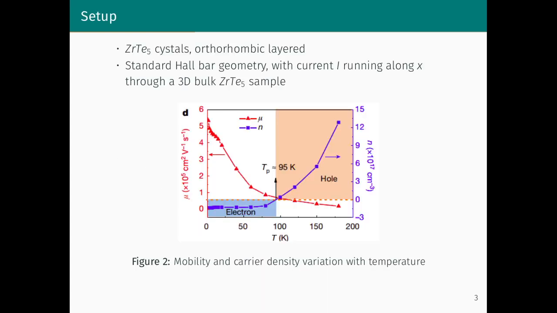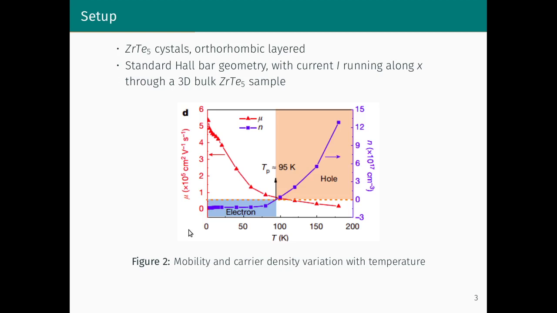So let's start with the setup used here. We take zirconium pentatelluride crystals, ZrTe5 crystals, which are orthorhombic layered, and in order to do the measurements, we take the standard Hall bar geometry where current is flowing in the x direction and the magnetic field could be in the z direction. One thing which should also be noticed is that the ZrTe5 crystals show 2 types of carriers, electron carriers and hole carriers. The electron carriers dominate at low temperature and the hole carriers dominate at higher temperature.